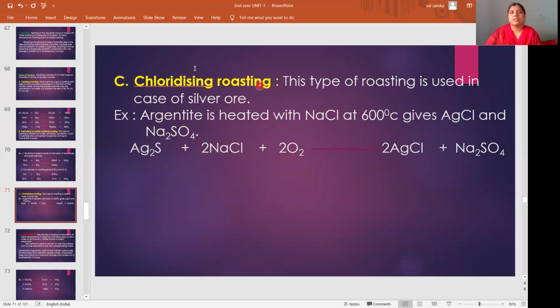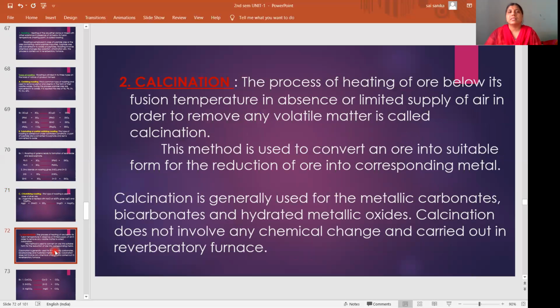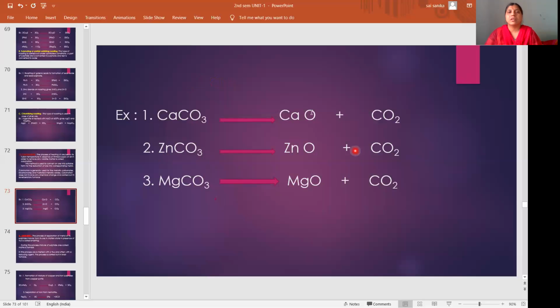The last one is chloridizing roasting. Here sulfide ore is converted into chloride ore. That's why it is called chloridizing roasting. Calcination means the process of heating the ore in the absence of oxygen. During calcination, no chemical change takes place. This is also done in a reverberatory furnace. In calcination, carbonates, bicarbonates and hydrated metallic oxides are converted into oxide ores. Here I have given examples of carbonate ores. These carbonates are converted into oxide ores and the impurity is removed in the form of carbon dioxide.